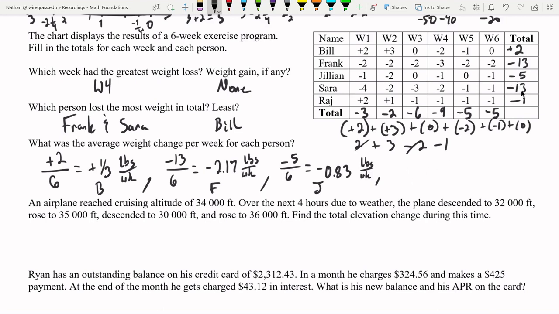Sarah lost the same as Frank, actually. So she lost 13 pounds over the 6 weeks. So this is actually going to be both Frank and Sarah. Then we have Raj. Raj lost 1 pound over 6 weeks. And that is negative 0.17 approximately pounds per week. So that's the average weight loss, or in Bill's case, weight gain per week for this situation.